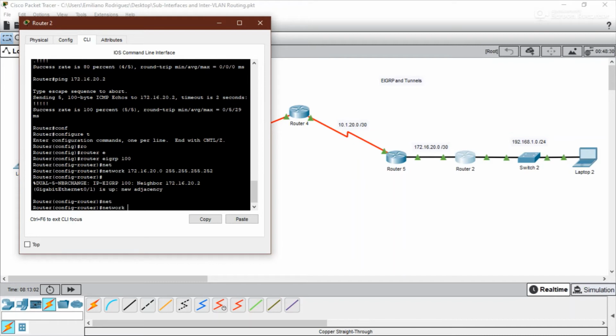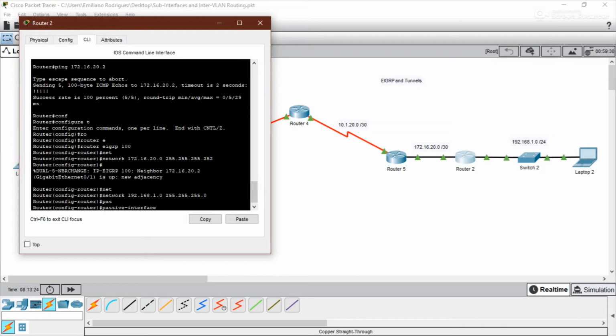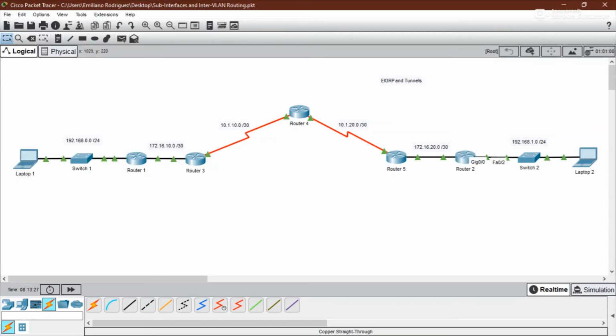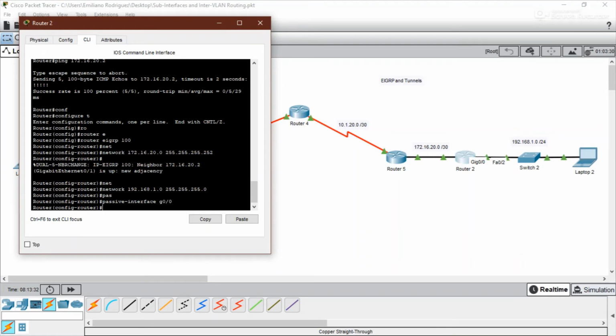Router 2 will advertise its backside 192.168.1.0/24, and router 2 will propagate that advertised route to router 5 using EIGRP. We will make the backside interface gig 0/0 passive so that EIGRP packets are not using any bandwidth on router 2's backside network.